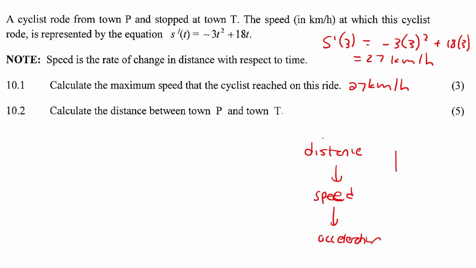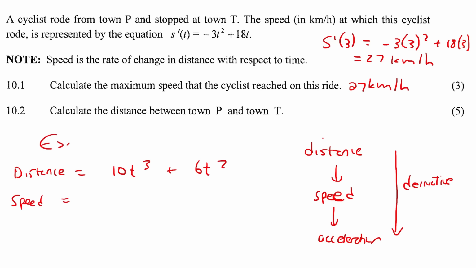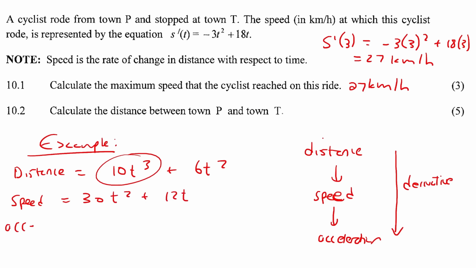To go from distance to speed to acceleration, for example, let's say I gave you an equation that said the distance is equal to 10t cubed plus 6t squared. This is just an example. To get the speed, you would take the first derivative of this equation, which would give you that. Then to get acceleration, you take the derivative again. So you just take the derivative each time, and it must go in that order. There's a whole scientific reason as to why it goes like that.